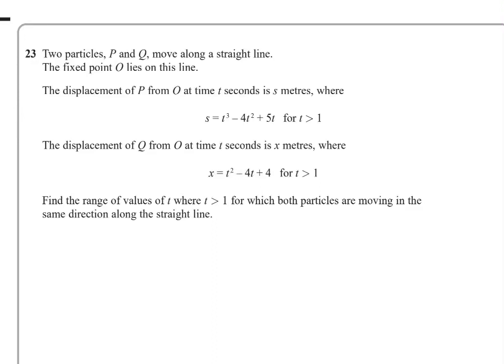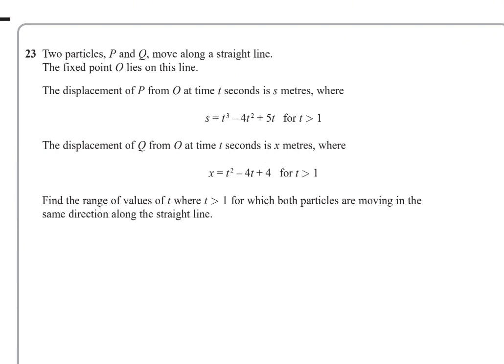23. Two particles P and Q move along a straight line. The fixed point O lies on this line. The displacement of P from O at time t seconds is s meters, where s equals t^3 minus 4t^2 plus 5t for t more than 1. The displacement of Q from O at time t seconds is x meters, where x equals t^2 minus 4t plus 4 for t more than 1.